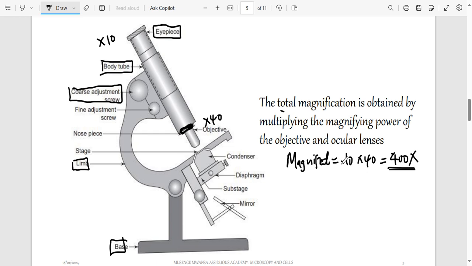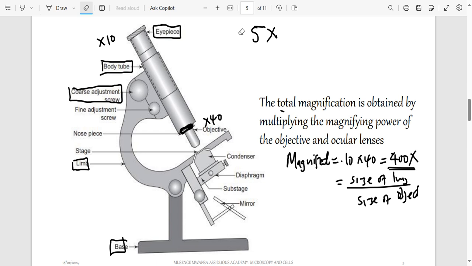Now magnification can also be described as how big something has become. So magnification is going to be size of the image over size of the object. The image is what you are able to see. Let's say when you put something on the microscope, when you look at it, it is looking as though it is, let's say, 5 times the thing that you have put.